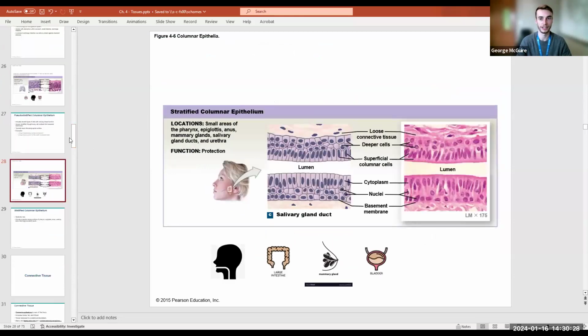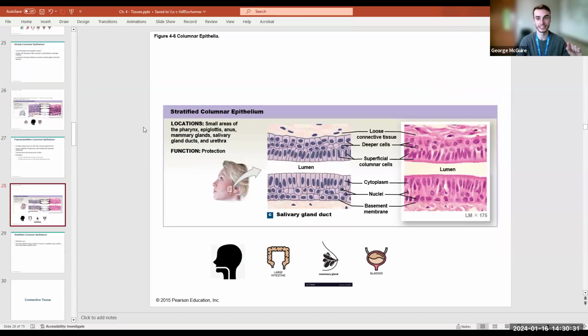Okay, we talked about simple columnar in general. Let me skip ahead a bit here. We have our stratified, so we had our simple columnar lining a lot of those lumens, those spaces. We will also find stratified columnar epithelium in some of our other lumens, some of our smaller areas. It's just part of the pharynx, the anus, the mammary glands, salivary gland ducts, and urethra. So just where there are smaller spaces, they still need to have some sort of secretions and absorption occurring. You would get these layers of those columnar epithelium.